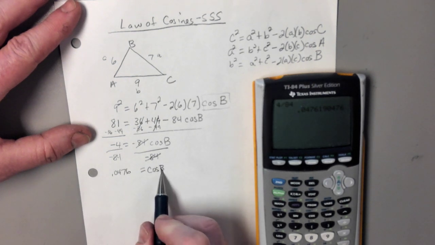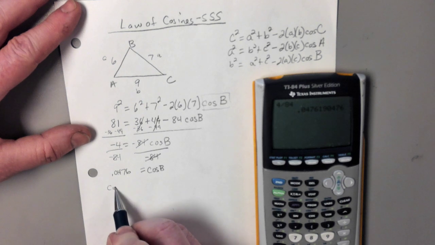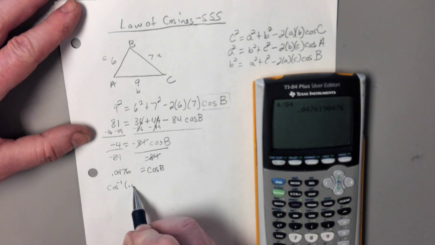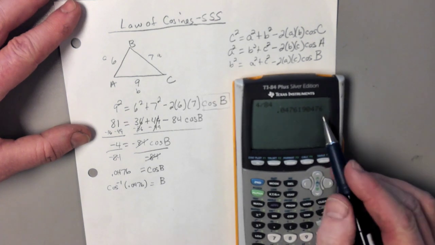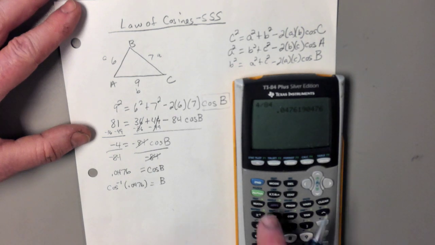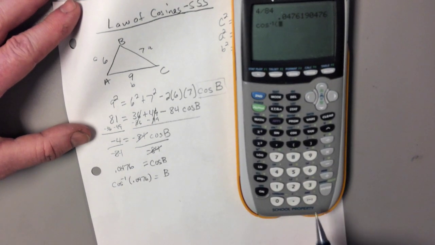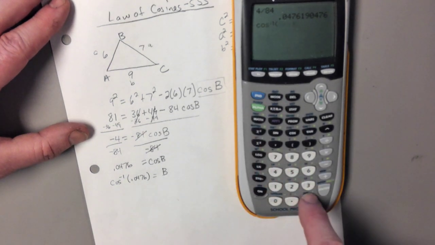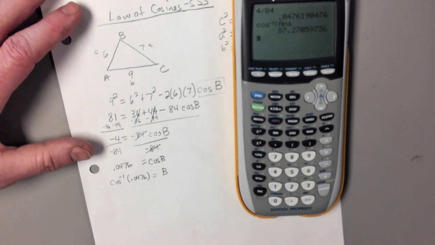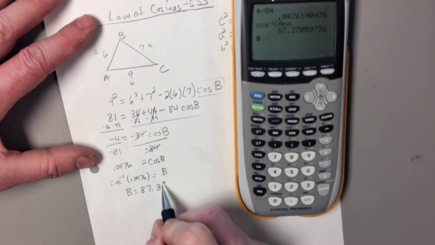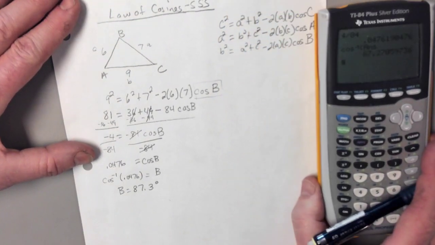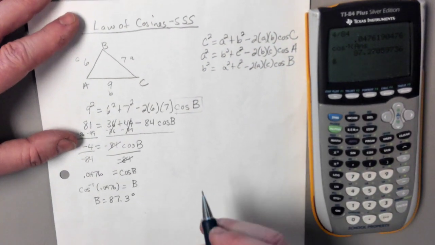Now what we want to do to solve for the angle is do the inverse cosine of this. Inverse cosine of 0.0476 is equal to angle B. So I'm just going to use the answer that I have on my calculator. I'm going to go second cosine of my answer. So again, that's right down here above the negative sign. So I'm just going to go second answer. And so angle B is 87.3 degrees. That's the largest angle, so there is no obtuse angle in this triangle.